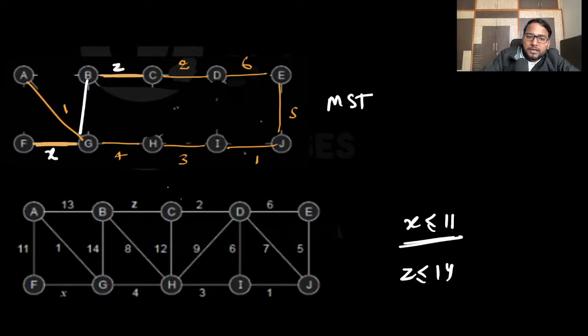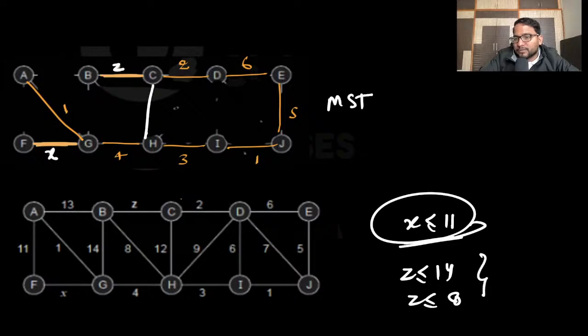is causing the cycle, right? This 14 is causing the cycle, and this 8 is also causing the cycle. Okay. So Z must be less than or equal to 8. So 14 and 8 both are causing the cycle. 12 is not causing the cycle. So this is the answer. What is the answer? X must be less than or equal to 11 and Z must be less than or equal to 8. Okay.